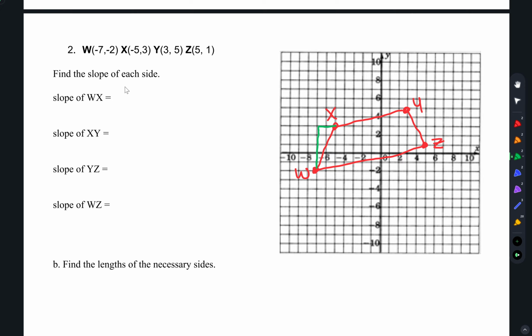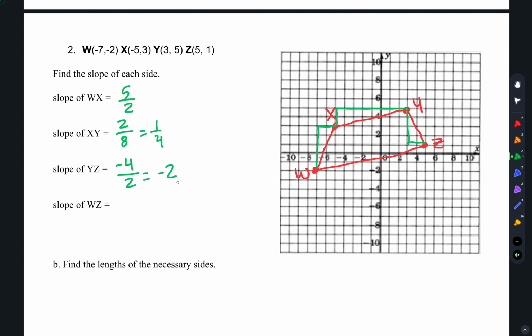WX: up 5/2. XY: up 2/8, so 1/4. YZ: now remember, I'm going from left to right. Y is on the left, so I go down and then over. So down 4/2.